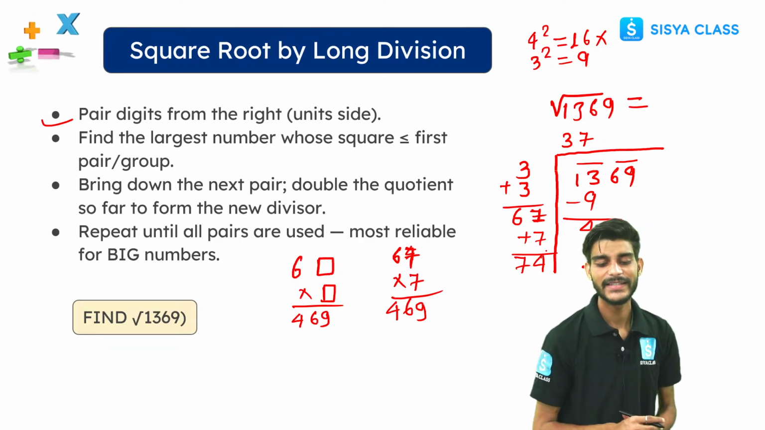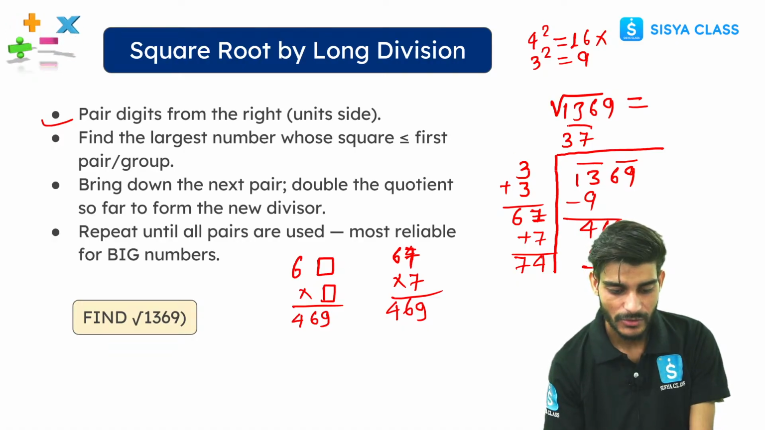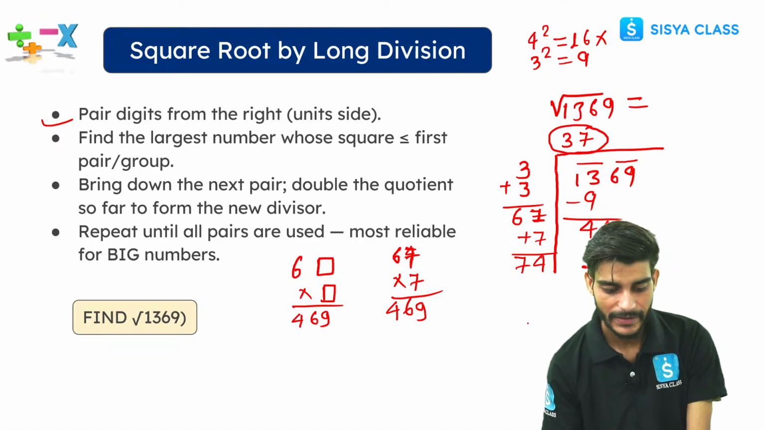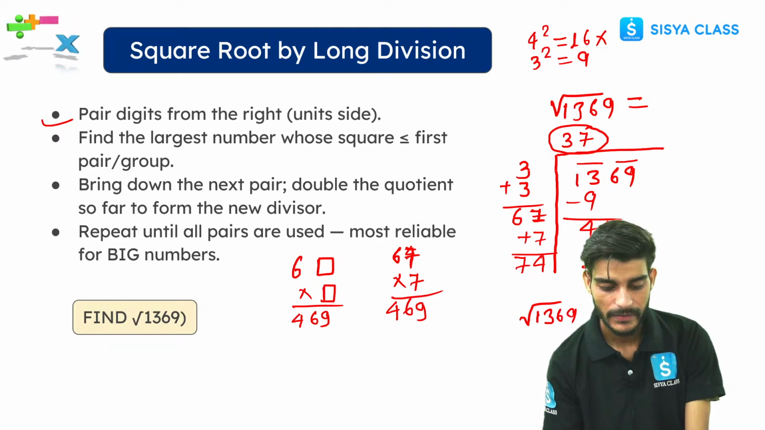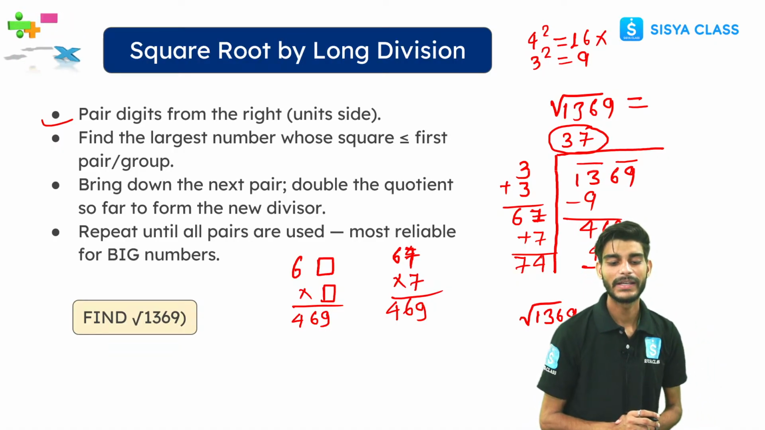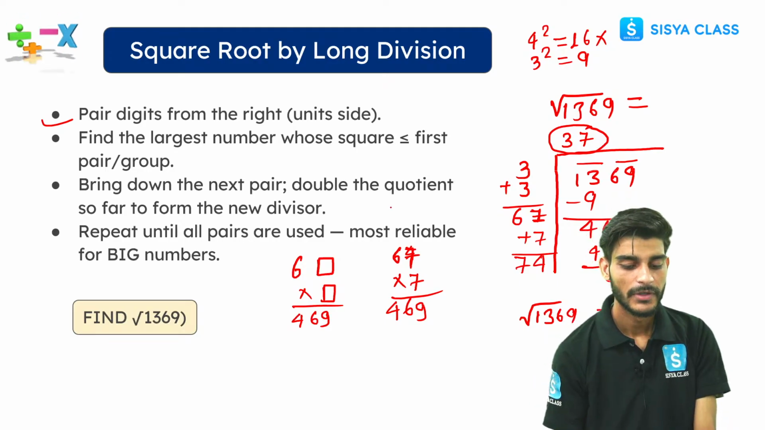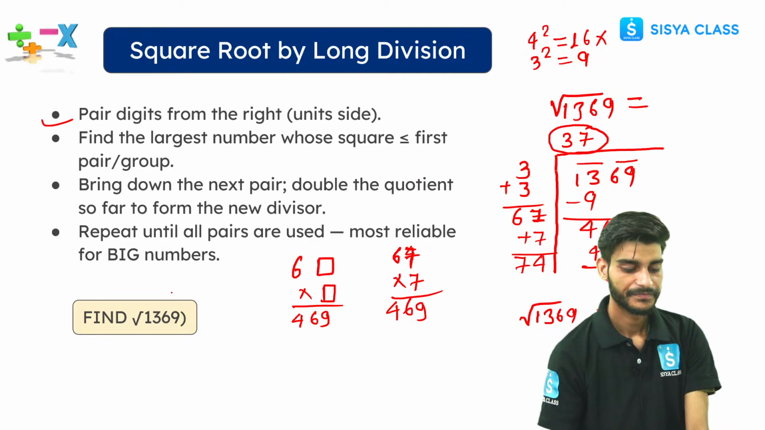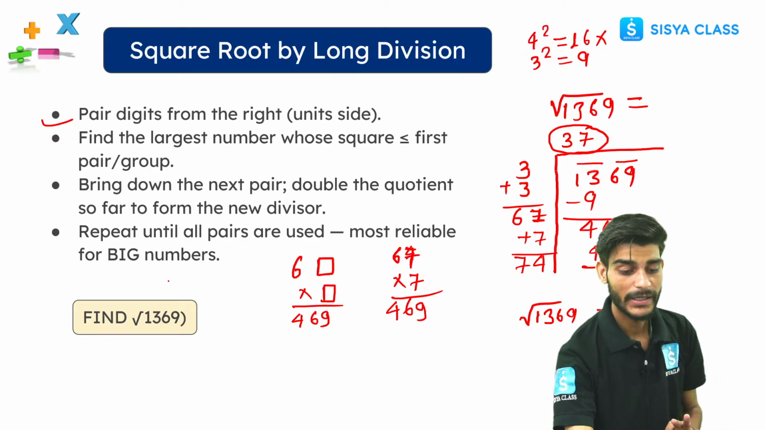So, where is the square root of this number? The topmost number is the square root that you are getting. So, the square root of 1369 is 37. I hope this step is clear to you. This is looking lengthy, but if you practice it again and again, this will be easier for you. So, the square root of 1369 is 37. Clear? So this was the third method. It is the long division method.